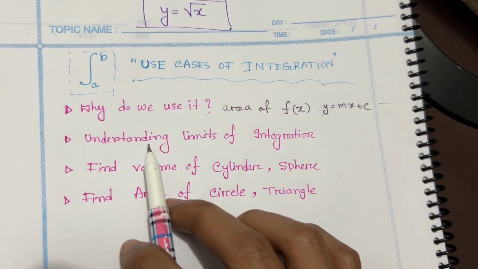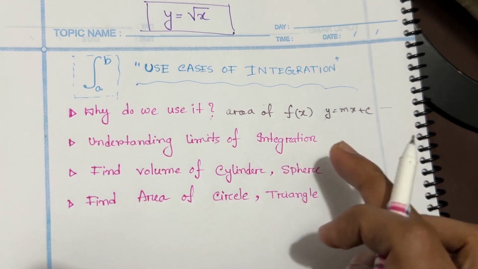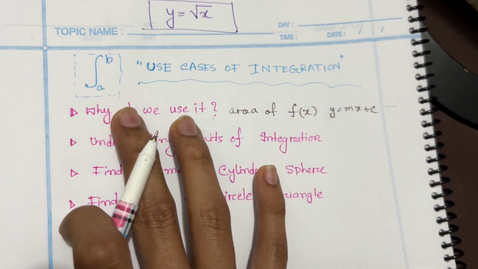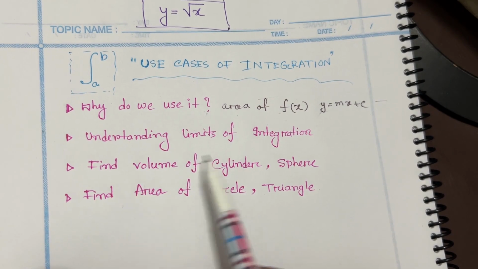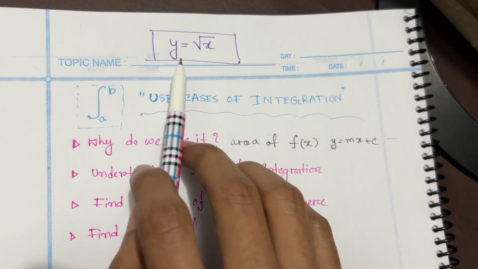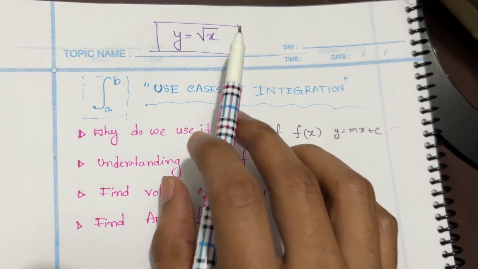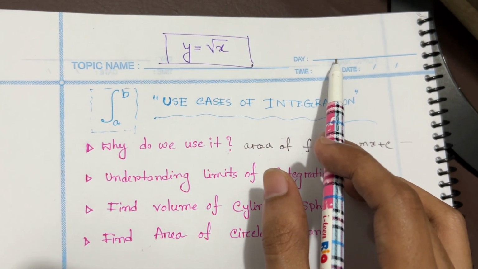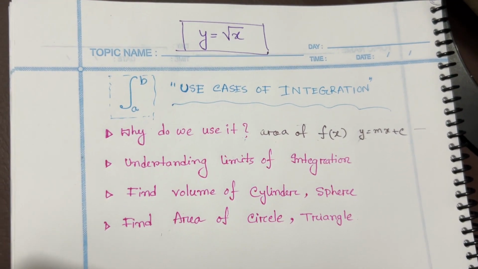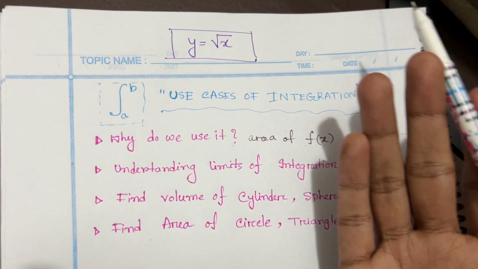The second part is understanding the limits of equations and limits of integrations, which I'm going to talk about briefly in this video as well. And we're going to find the volume. So let's get started. Today I'm going to start with y = root x. y equals the square root of x, you can also call it. This is the main equation that we're going to solve.